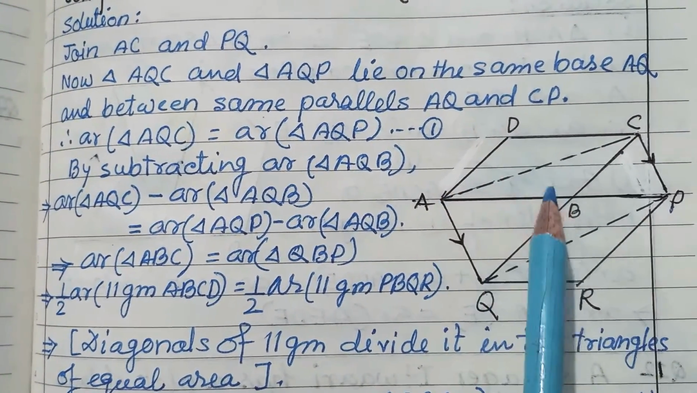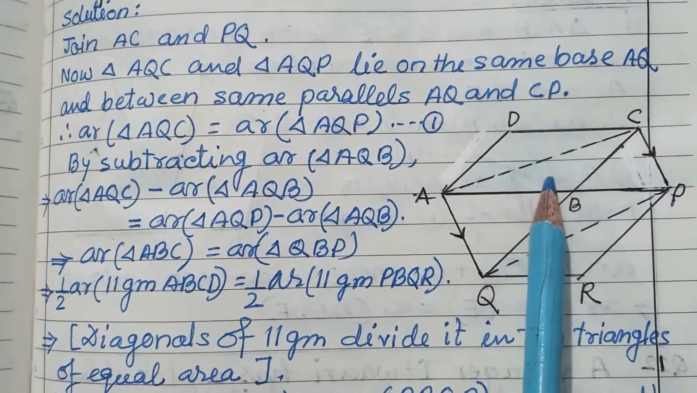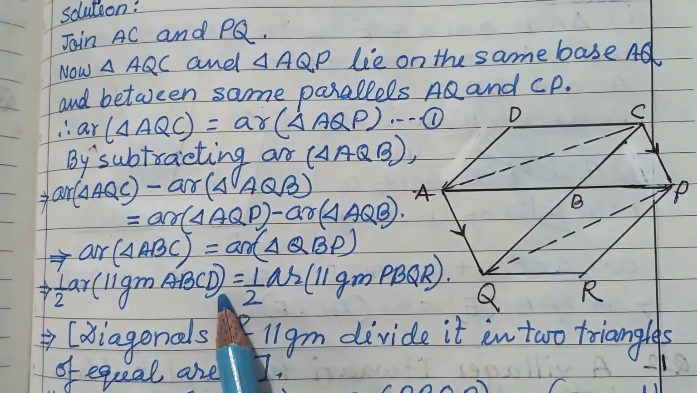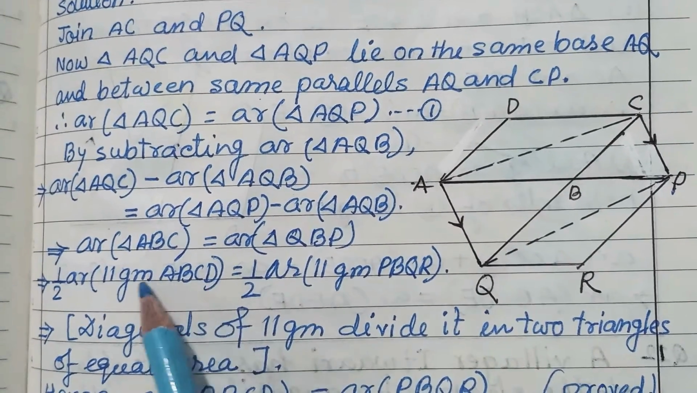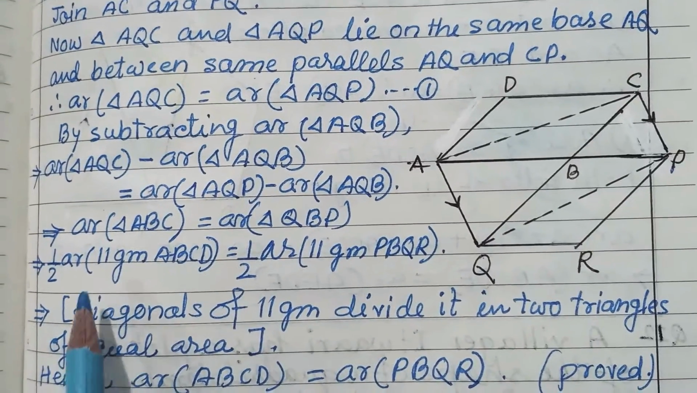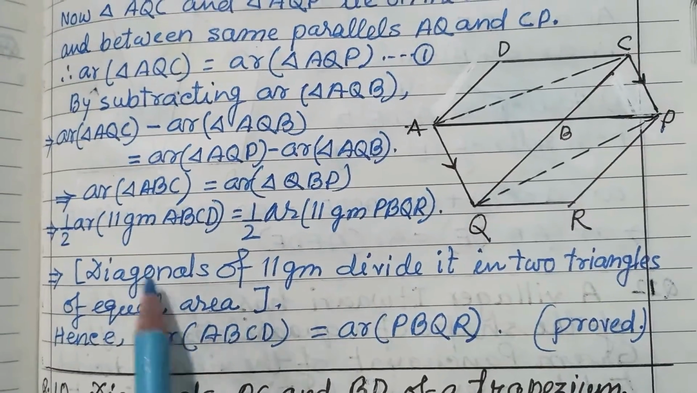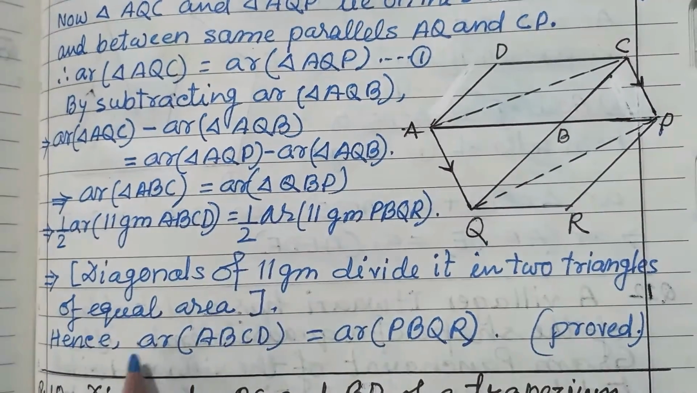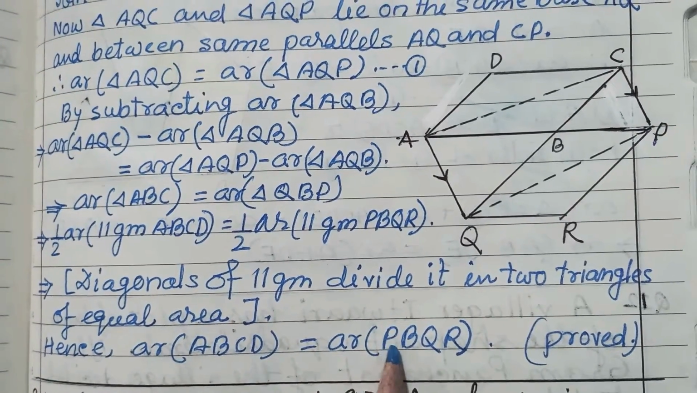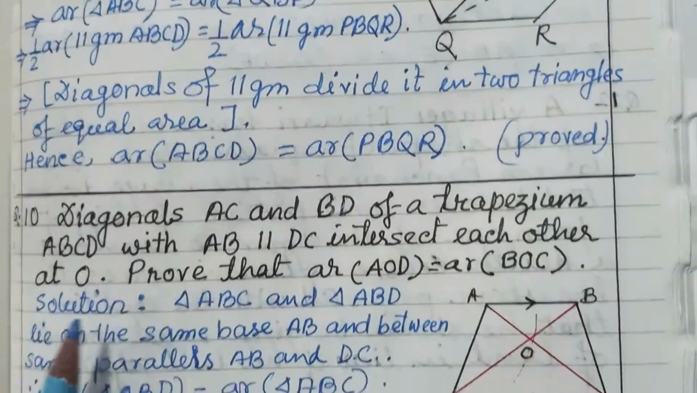Now half of parallelogram ABCD is this triangle, because a diagonal divides the parallelogram into two triangles of equal area. So this half of the parallelogram is also half of this parallelogram. Hence, if you cancel half on half, the area of parallelogram ABCD is equal to the area of parallelogram PBQR. It is proved.